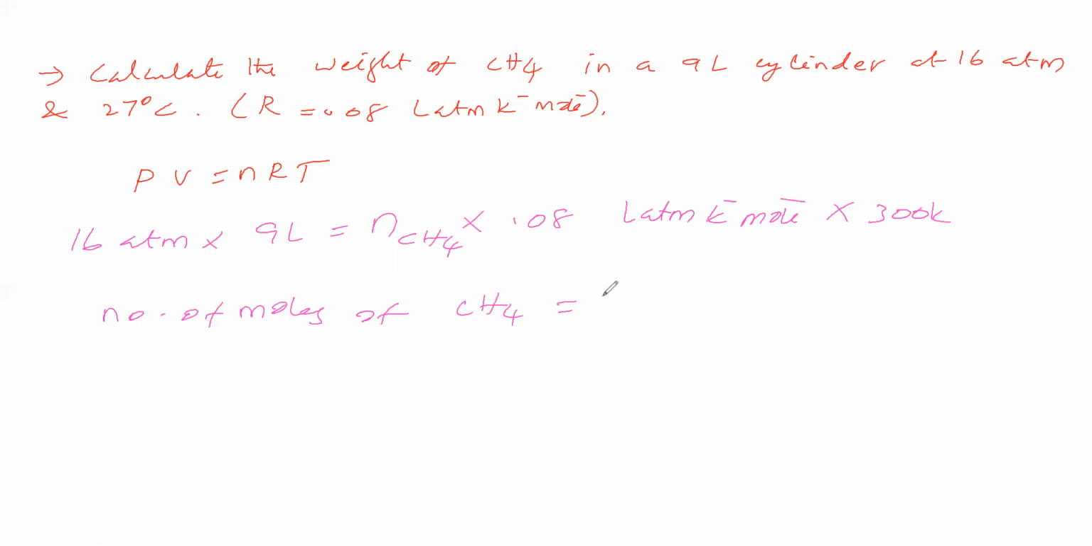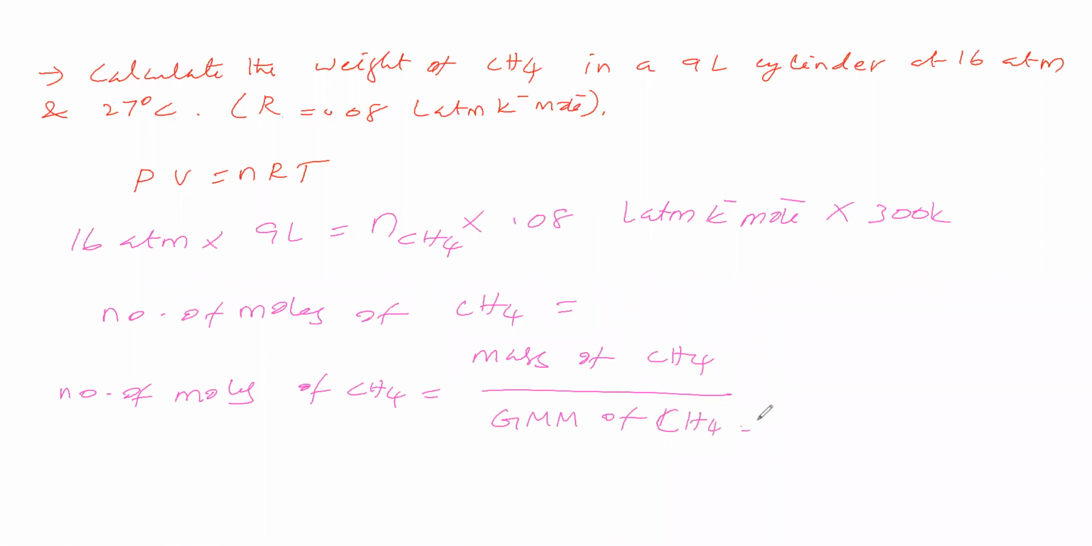Okay. So we got the number of moles of methane. Then we will see the next one: the mass of methane, the weight of methane. We have to find it. So now number of moles of methane is equal to mass of methane by gram molecular mass of methane. Gram molecular mass of methane is 16 gram per mole.